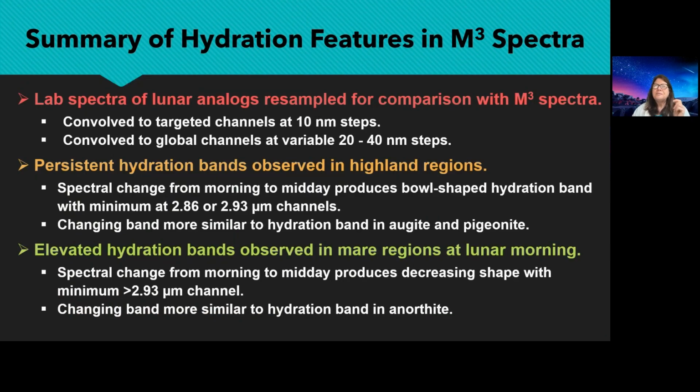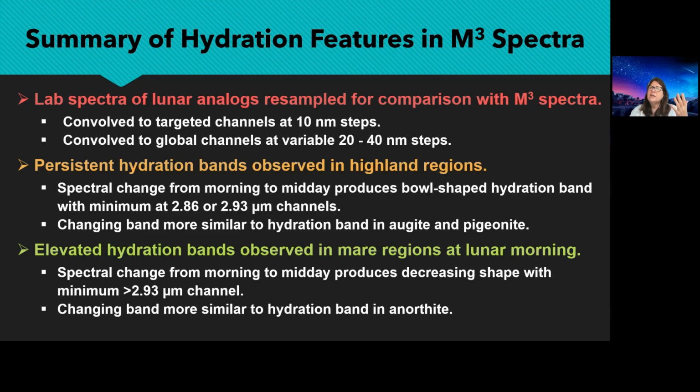In summary, then, we resampled a bunch of lab spectra for comparison with M-cubed spectra. And first we convolved these to targeted channels at 10 nanometer steps, and then to global channels at 20 to 40 nanometer steps. And we observed persistent hydration across the highlands regions. And this includes a spectral change from morning to midday with a bowl-shaped or plateauing hydration band. And the changes are more similar to augite or pigeonite, 2 types of pyroxene.